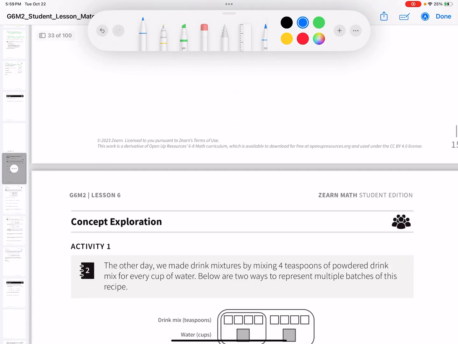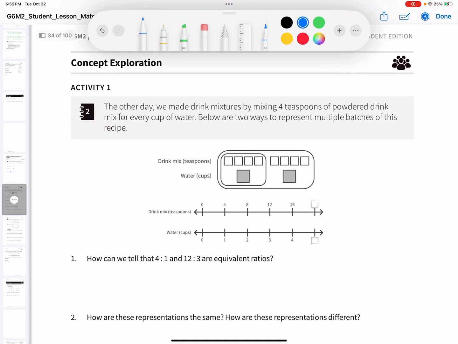All right, let's keep going. Activity 1. The other day we made drink mixes by mixing 4 teaspoons of powdered drink for every cup of water. So every cup means 1. Below are 2 ways to represent multiple batches of this recipe. So you have the drink mix, which has 4 teaspoons per 1 cup of water. So we have a ratio of 1 to 4 for the recipe, but this shows actually 2 batches, so we can say that is 8 to 2.